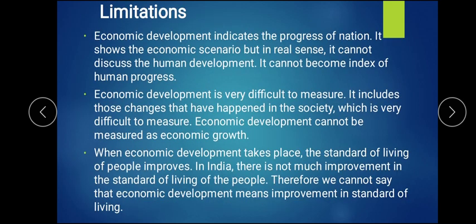Then after, the limitations. What are the limitations? It only indicates the progress of the nation, but the real scenario cannot be seen. There is no discussion of human development, so the index of human progress is not given. Second, it is very difficult to measure, because a society includes different people, and a society cannot be judged equally, because every person is different. So with the concept of qualitative and quantitative, it becomes very difficult to measure.